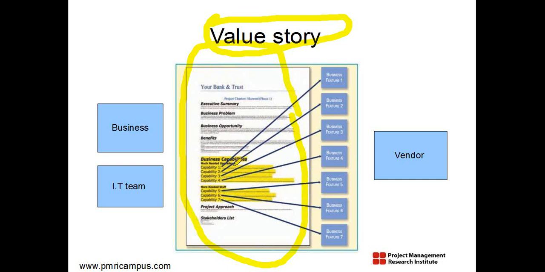At the end of this particular project, these are the value stories that need to be delivered. Value story 1, value story 2, value story 3, 4, 5, 6, 7. Then you prioritize them also. Now, priority 1, priority 2, priority 3 kind of thing. So these value stories, we further break down into user stories and then estimate.